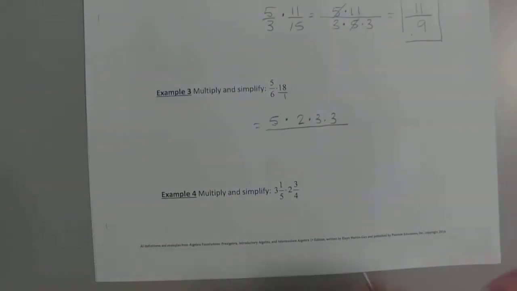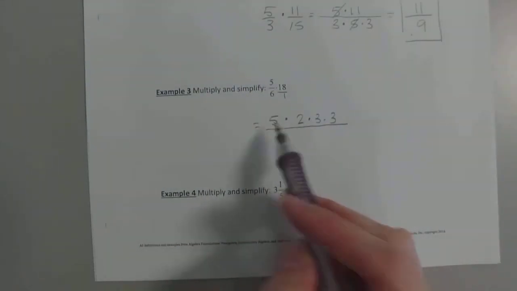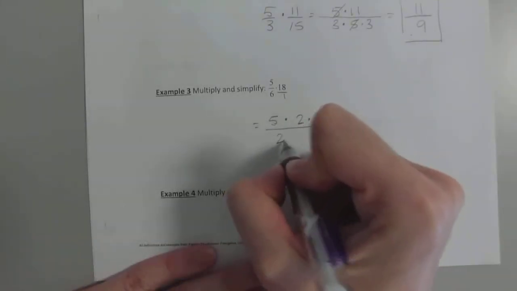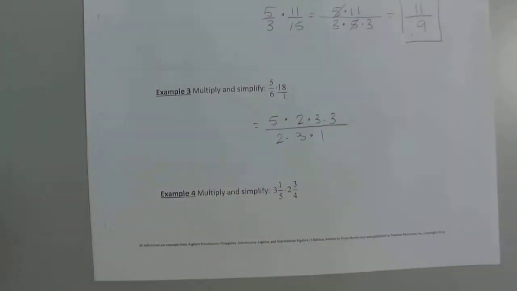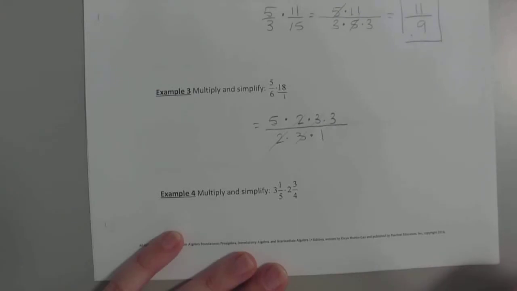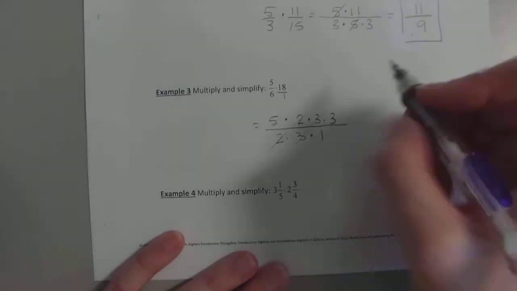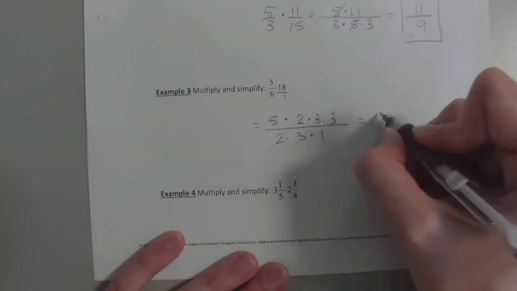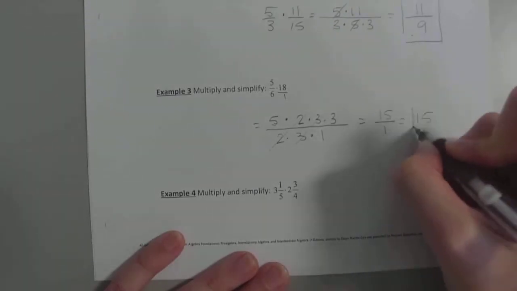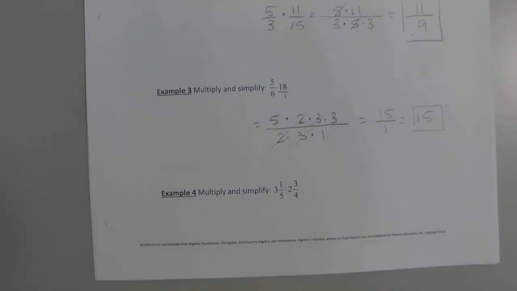And again, if you want to do factor trees, feel free to do that. So the 5 stays a 5, and 18 changes to 2 and 9, which is 3 and 3. And then how does 6 split up? 2 and 3, and then we have a 1. And again, the reason why I do that is because you see that they have a common factor of 2 and a common factor of 3. We're able to reduce smaller numbers. So what does this just leave us with? 5 times 3, or 15 on top over 1, but that's just 15.